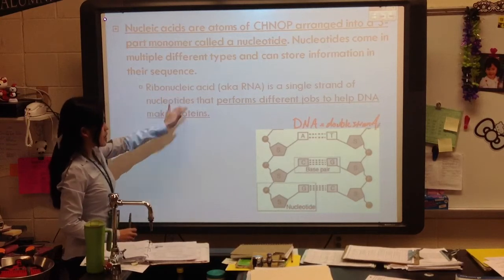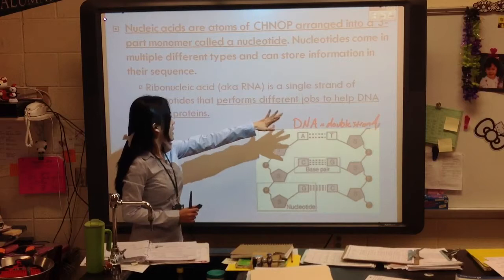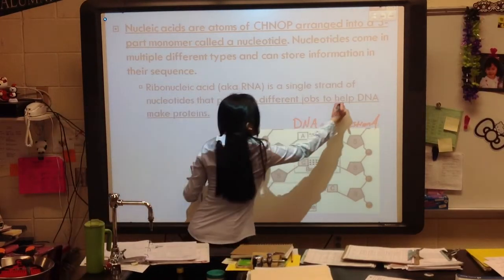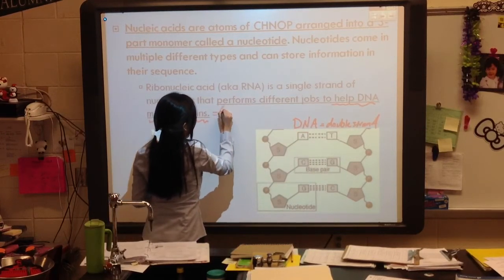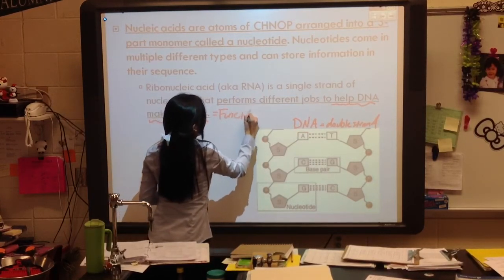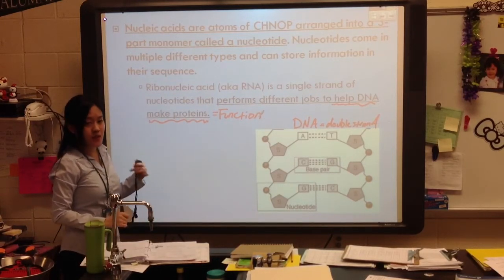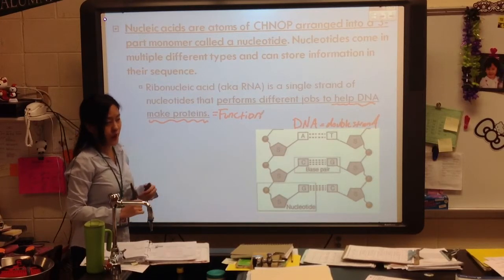So RNA is a single strand of nucleic acids that performs different jobs to help DNA make proteins. This is the function. DNA has the code to make the proteins, the instructions, and RNA is going to physically help make those proteins.